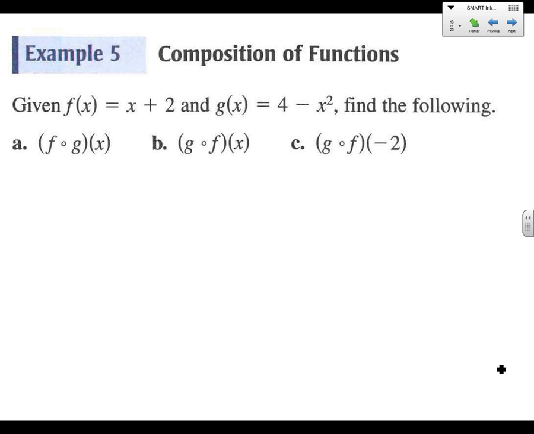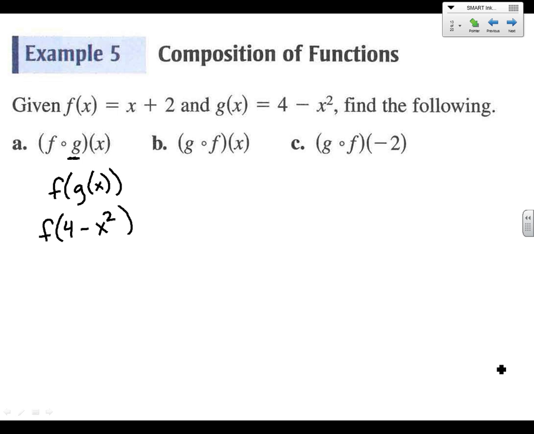First one, example 5. F of g of x. We're going to read it backwards. The second one comes first. Let me say it like this, f of g of x. The second one is on the inside. So we're doing f of whatever g of x is. In this case, it's 4 minus x squared. All right, so that's our input into f.